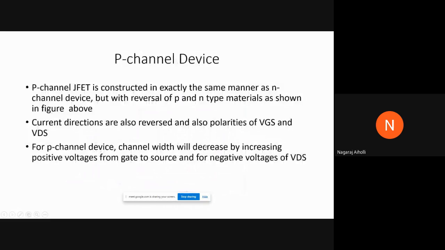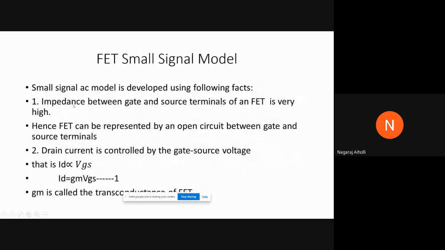Next, we will see the FET small signal model. The small signal AC model is developed with the following facts. The impedance between gate and source terminal is very high for the FET. As the impedance between gate and source terminal is very high, the current is very less, and hence it is treated as an open circuit between gate and source terminals.